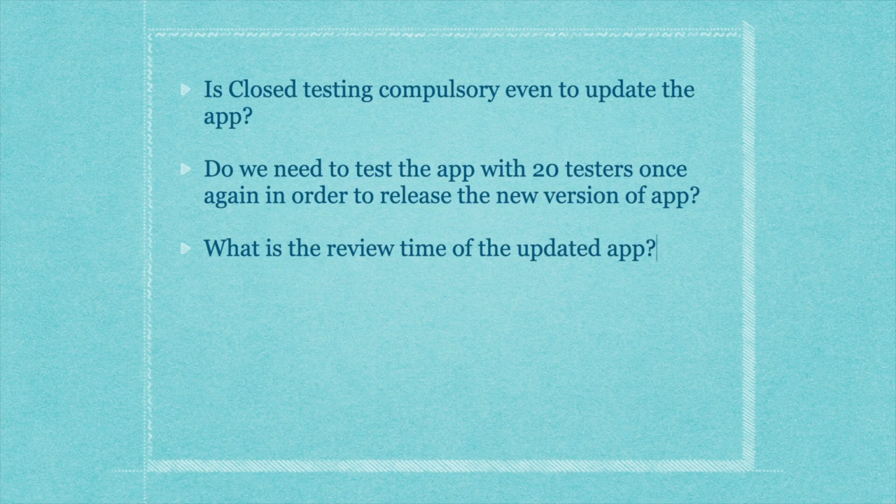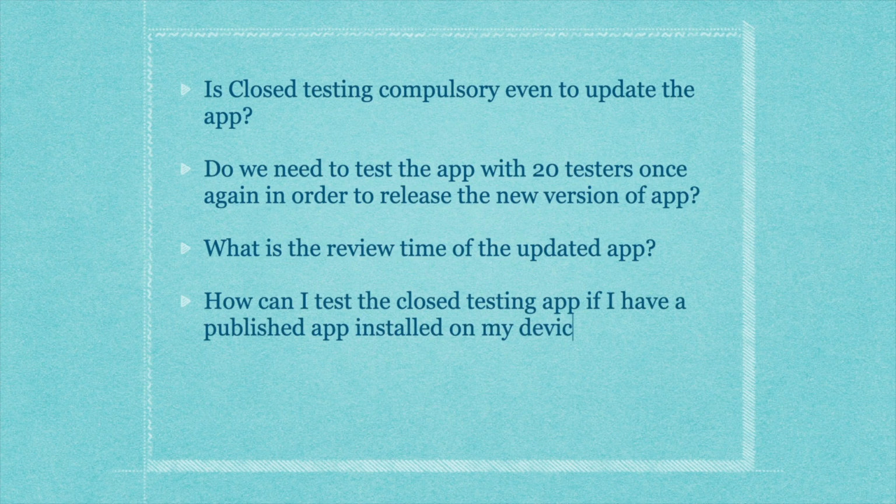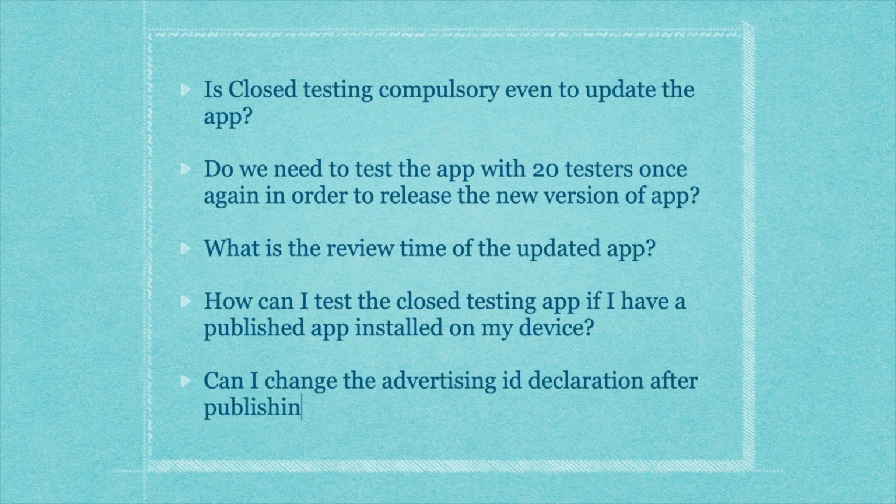If I have the published app installed on the device, then how can I install and test the updated app in the closed testing track? Can I change the advertising ID declaration after publishing the update version? All these doubts will be clarified through this video. So don't skip the video and watch till the end.